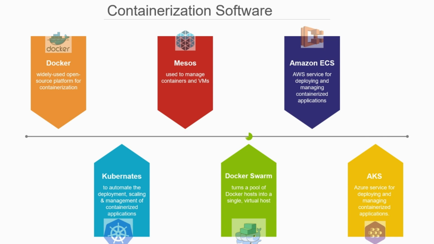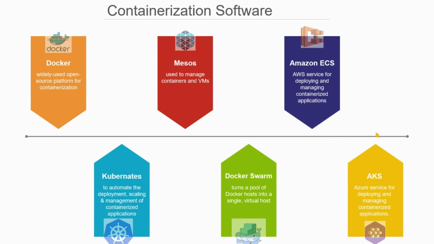Next one, Docker Swarm. Docker Swarm allows you to create a swarm, which is a group of Docker engines working together as a cluster. That makes the difference between Docker and Docker Swarm. Next is Amazon Elastic Container Service, otherwise called ECS, a fully managed container orchestration service provided by Amazon Web Services. It's used to run, scale, and manage containerized applications and microservices on AWS.